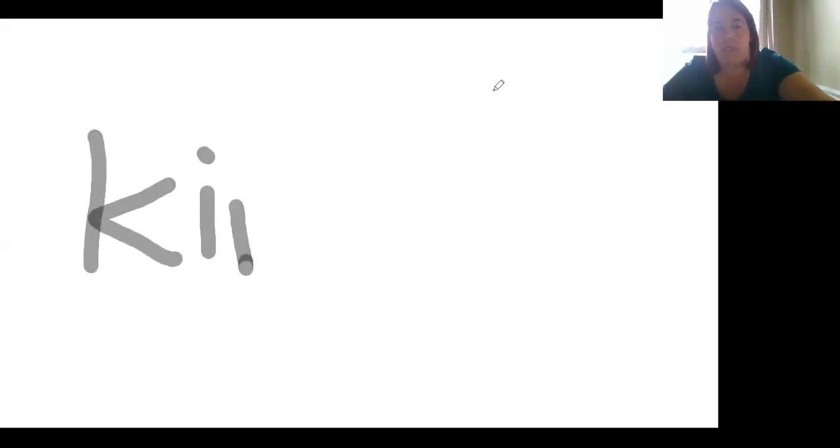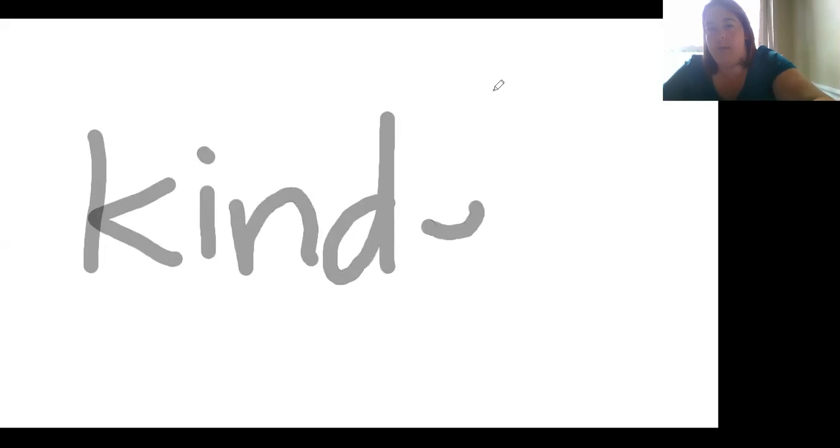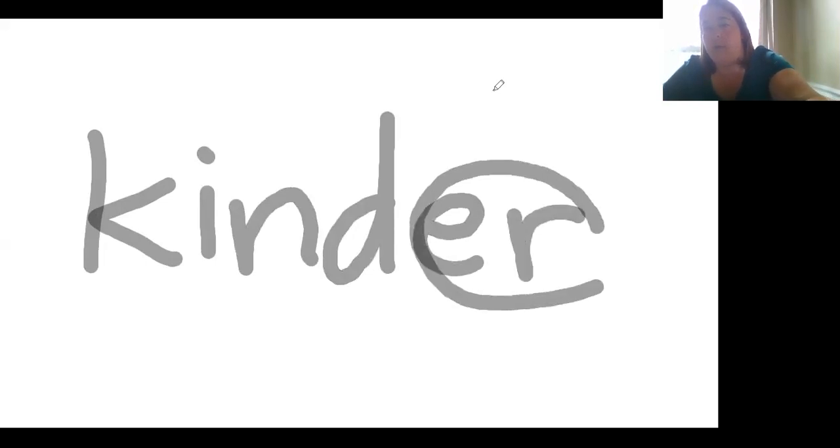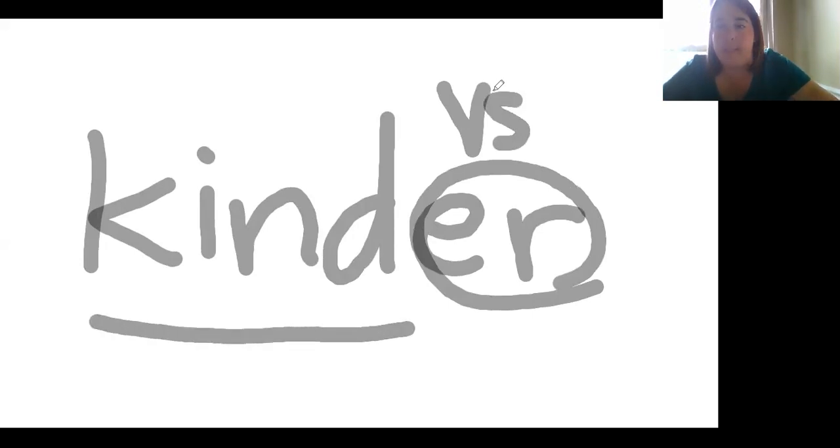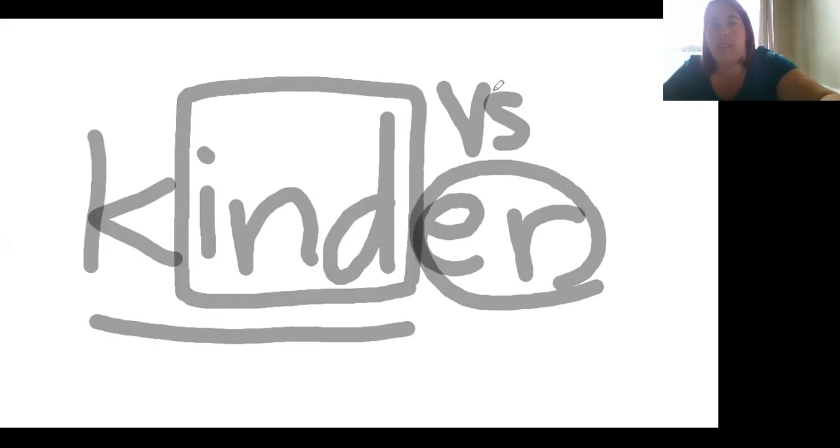Kinder. She is kinder than her brother. Kinder, we use ER when we are comparing two things. Okay, kinder. The base word is kind. I add my ER. So I would circle the ER, mark it as the vowel suffix, underline my base word. But let's look at that base word. We have ind, which is one of our glued sounds. The I says I, so it gets a macron.